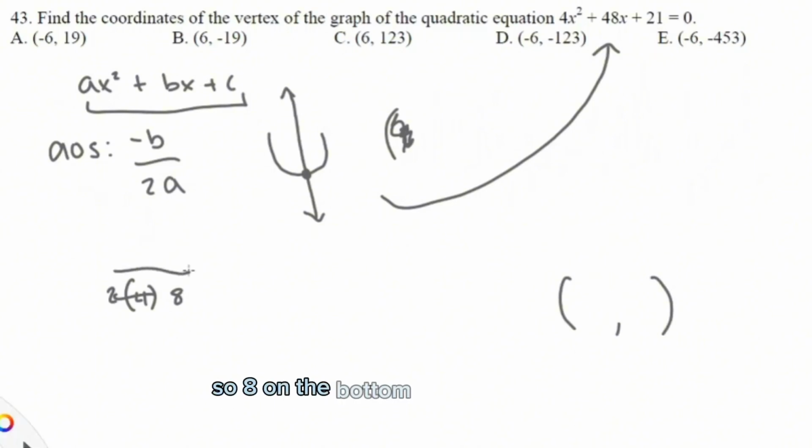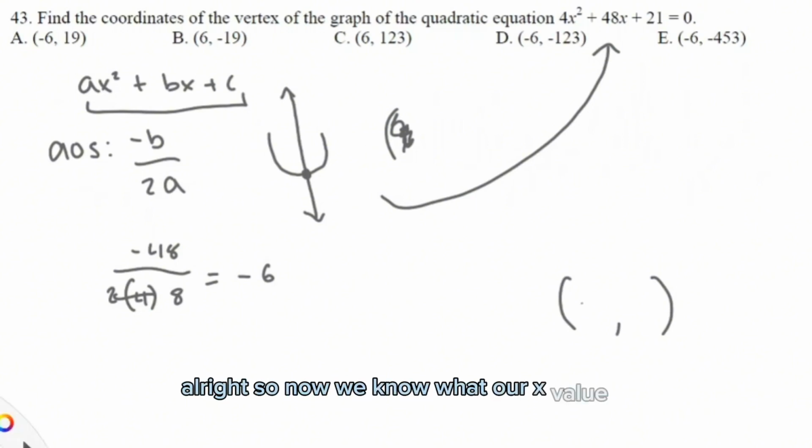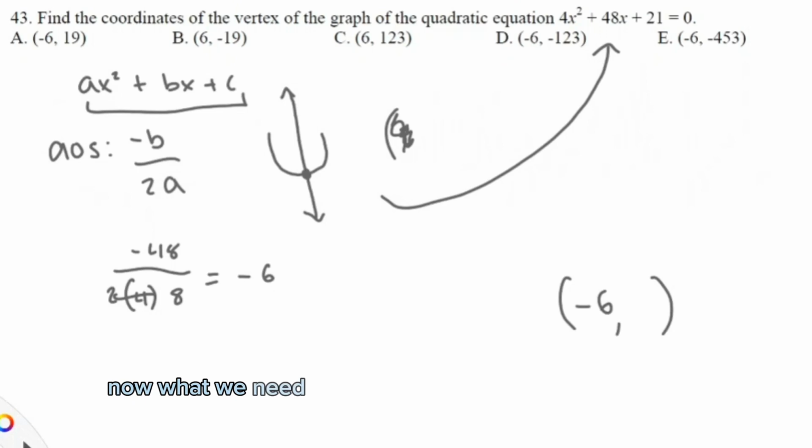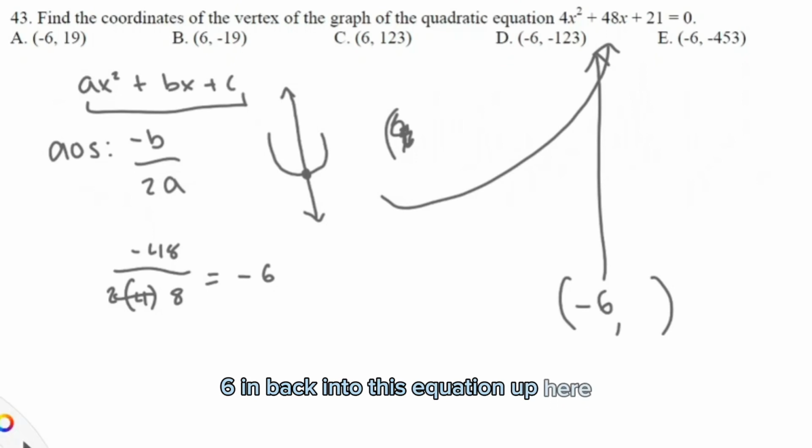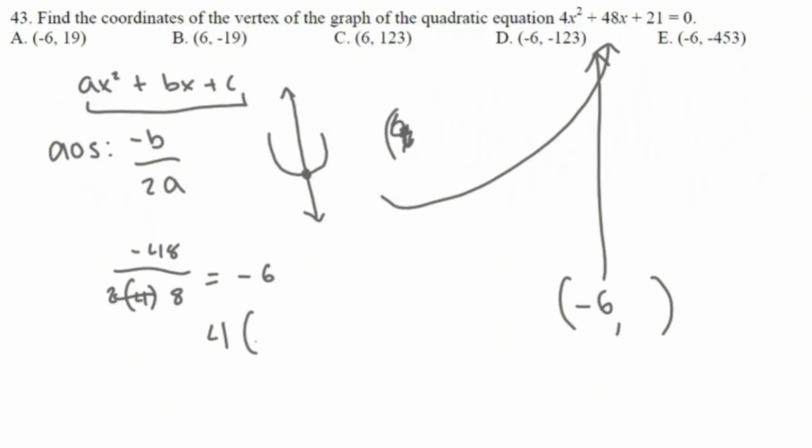So 8 on the bottom as the denominator, but now we need to figure out the top. So the coefficient of x, or the b value, is 48. So the negative of that is just negative 48. So now we have negative 48 divided by 8. That is negative 6. Alright, so now we know what our x value is. So that's negative 6. Now what we need to do is plug this negative 6 back into this equation up here to solve for y. Alright, so let's do that. So we have 4 times negative 6 squared plus 48 times negative 6 plus 21.